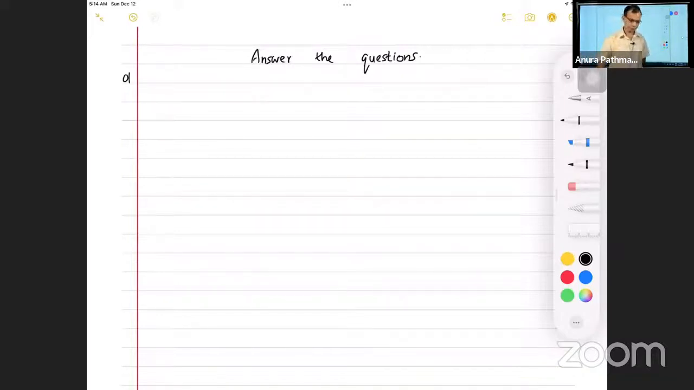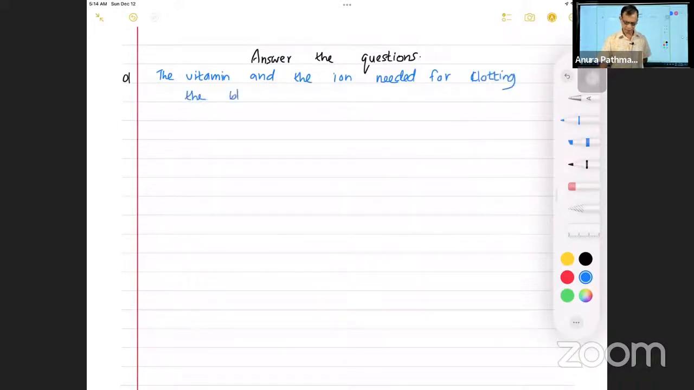Number one: the vitamin and the iron needed for clotting the blood is. What is the answer?